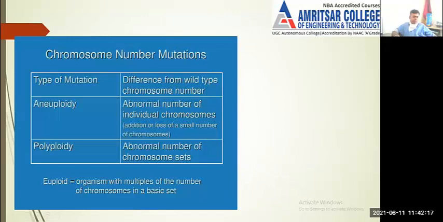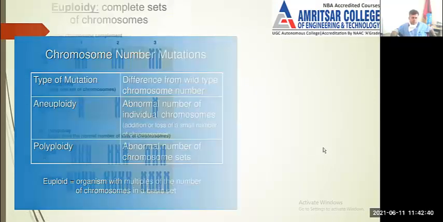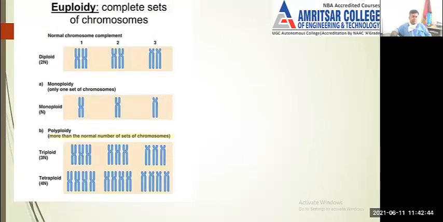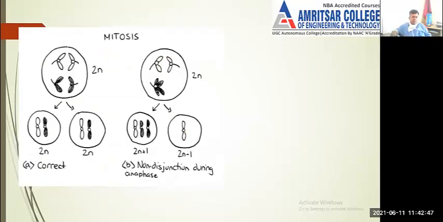So there are two types of mutation already. Again and again I am telling. What is aneuploidy? This is a normal chromosome number where either addition or loss of a chromosome occurs. What is polyploidy? Abnormal number of chromosome sets. Euploidy is an organism with a multiple of the basic number of chromosomes. Now you are very clear what is diploid, monoploid, polyploid, tetraploid. So what is the reason why this is happening? How is this additional set of chromosomes going to be added?